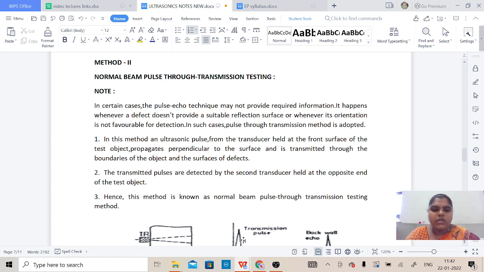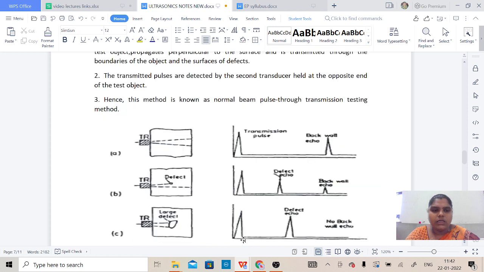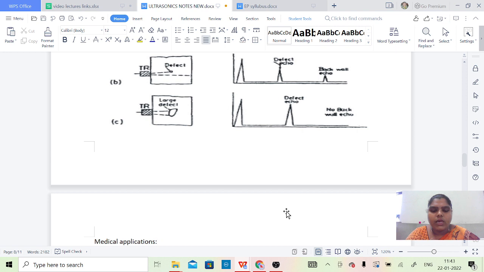The transmitted pulses are detected by a second transducer held at the opposite end of the test object. Hence, this method is known as the normal beam pulse through transmission testing method. So there is a transducer, and a short defect and a large defect. The transmission pulse, back echo and wall echo appear; whenever a defect is formed, the echo will look like this, and whenever the defect is large, the echo will look like this.